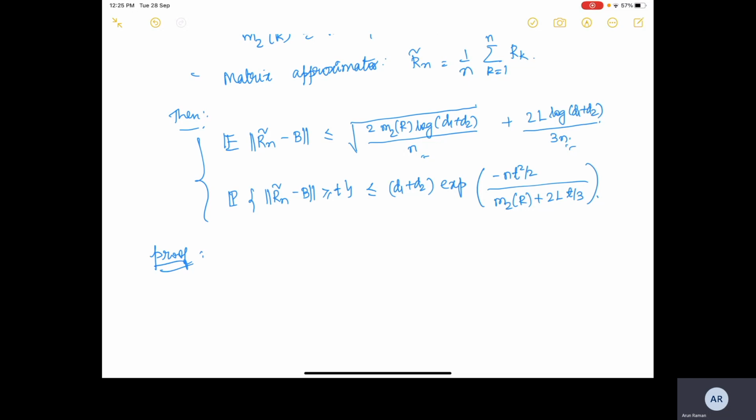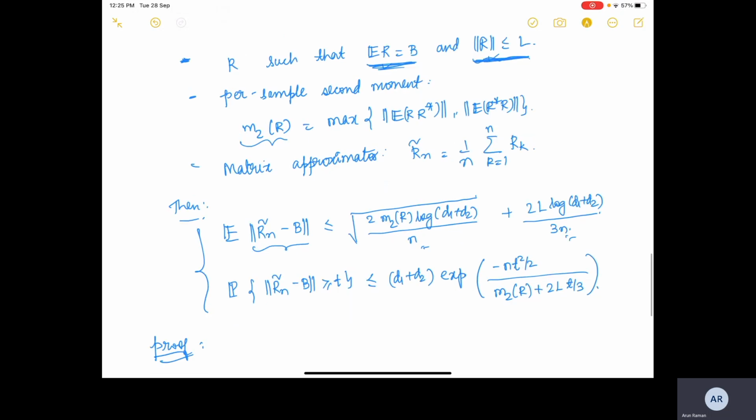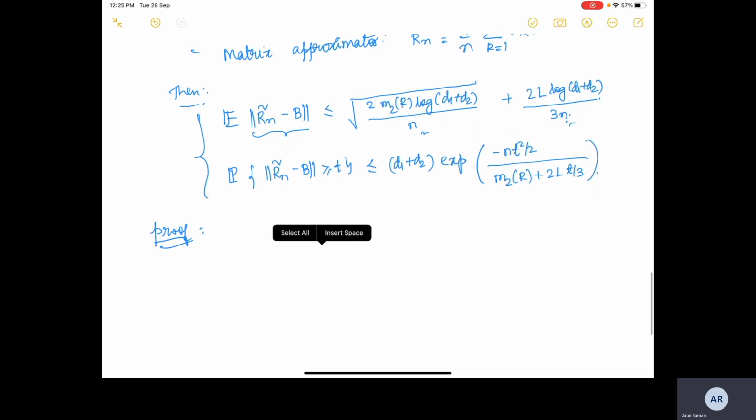Okay, but to apply the Bernstein inequality, we have to analyze the error matrix. What we are given is that the spectral norm is bounded, and the expected value of R is equal to B. Using these two pieces of information, we have to find the variance statistics, and that is what we will be doing. Okay, so the Bernstein inequality involved a sum of Sks, and that was the sum there.